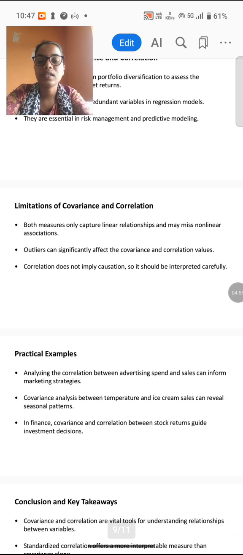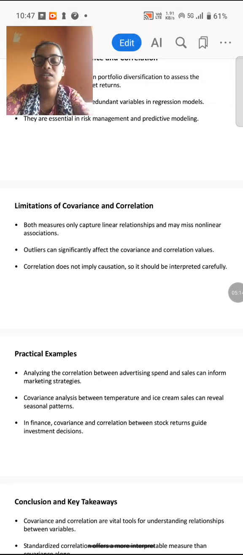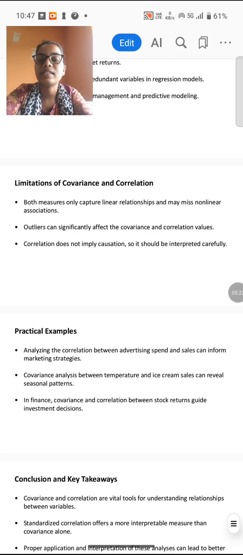Limitations of covariance and correlation: both have limitations. Covariance is sensitive to scale. That means if we use millimeters instead of centimeters, it entirely changes the value. The second one is that the value is not standardized. It takes any values, positive, negative, or even zero.